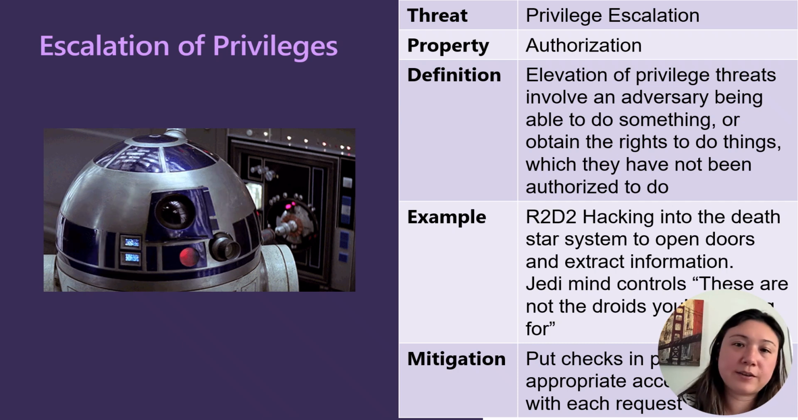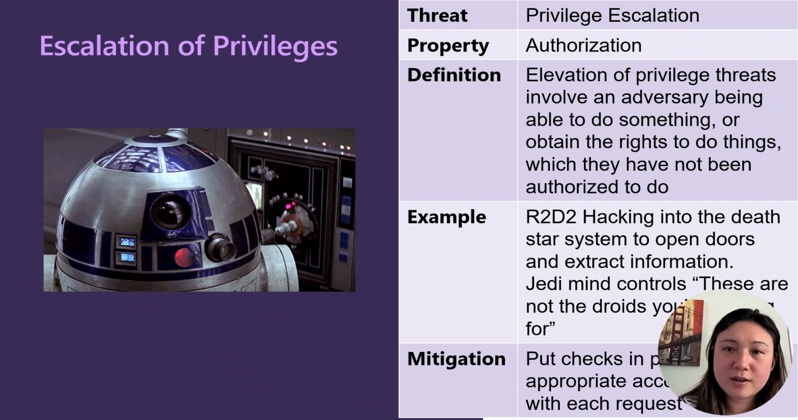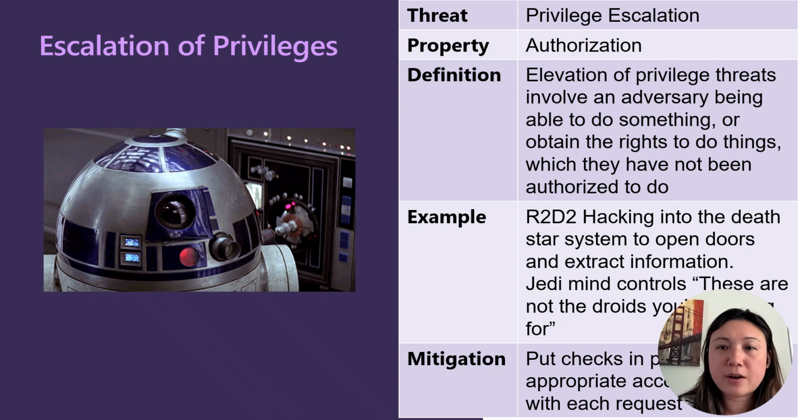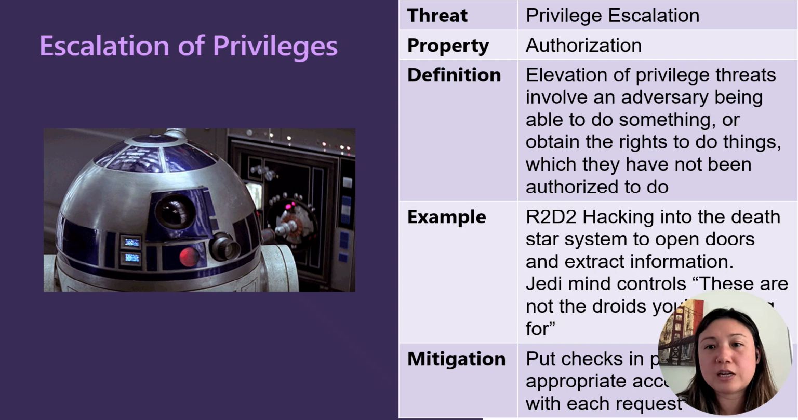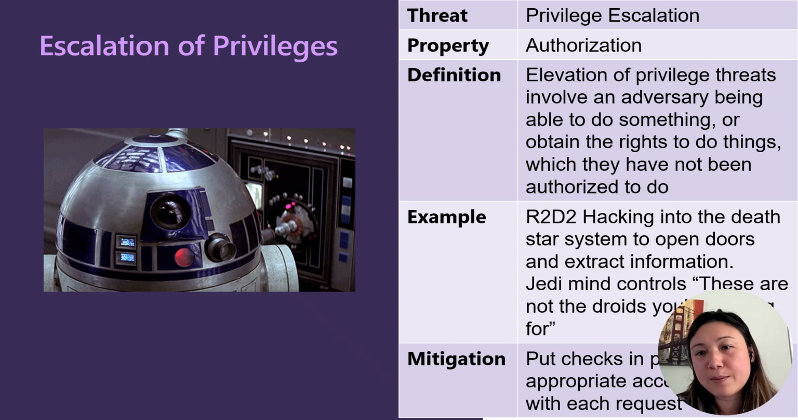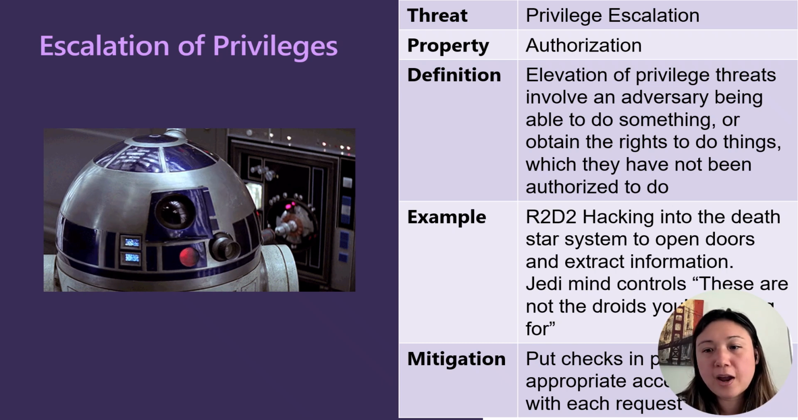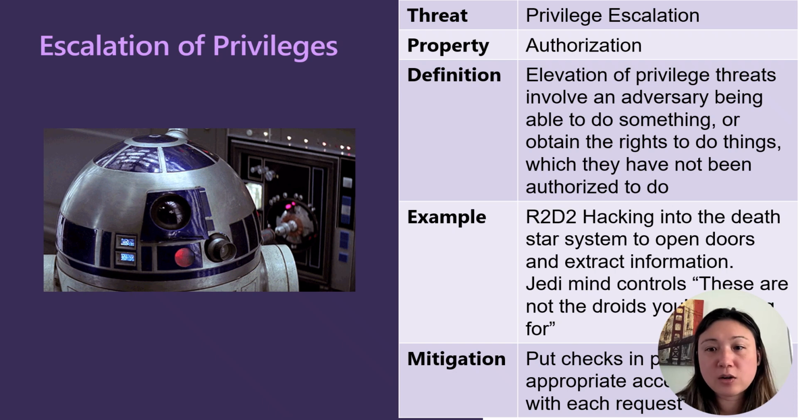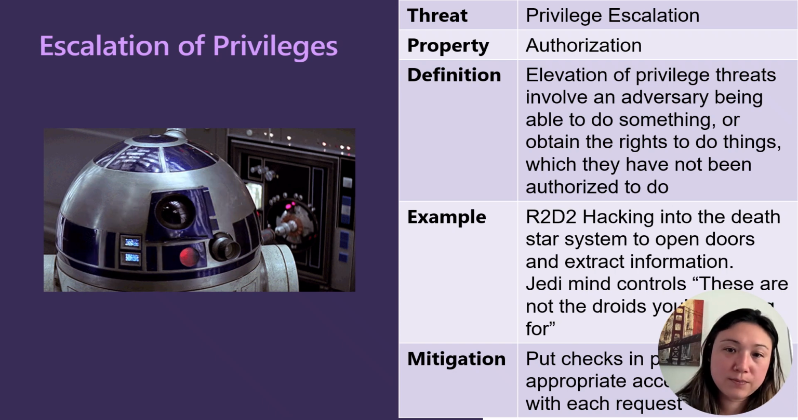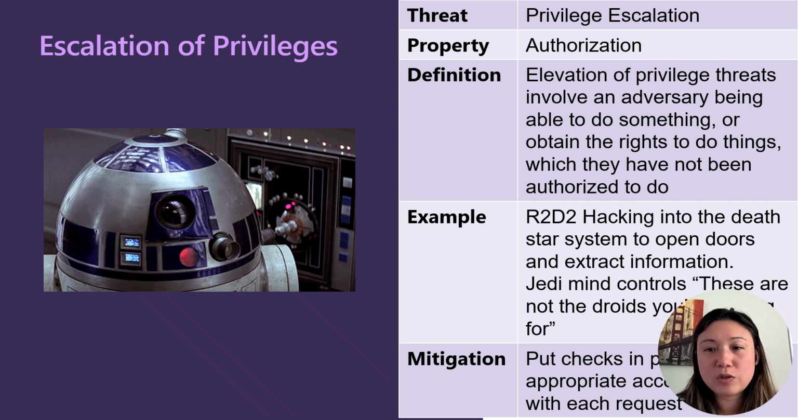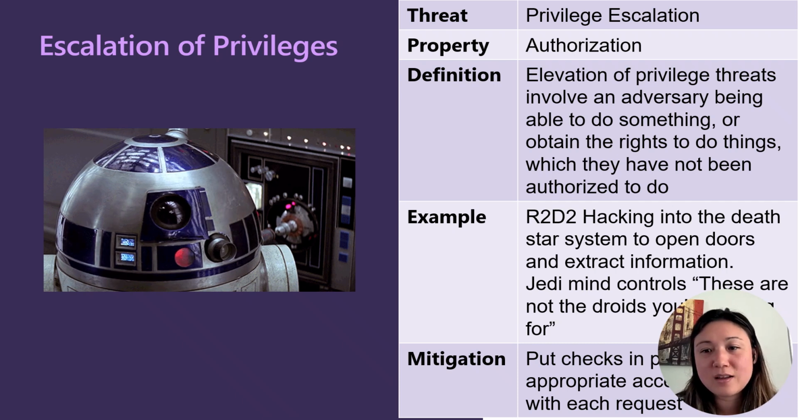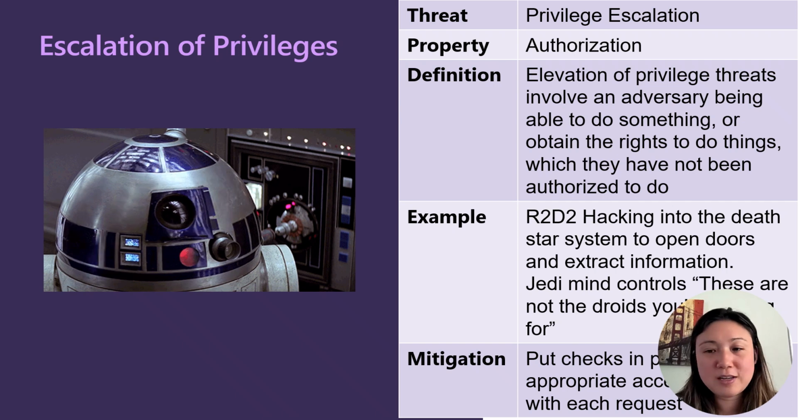And last but not least, our favorite, privilege escalation, which is a property of authorization. The definition is: elevation of privilege threats involve an adversary being able to do something or obtain the rights to do things which they don't have access or authorization to do. In our example, R2-D2 hacks into the Death Star system to open doors and extract information. That is how R2-D2 does it, he does it a lot.